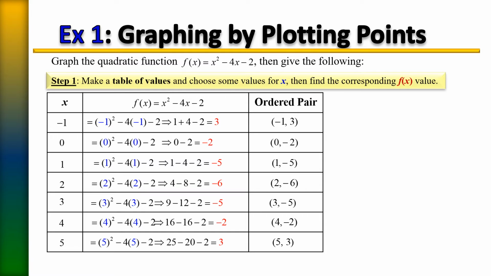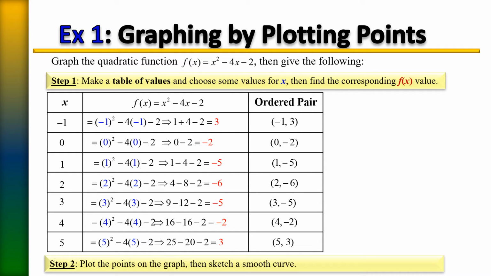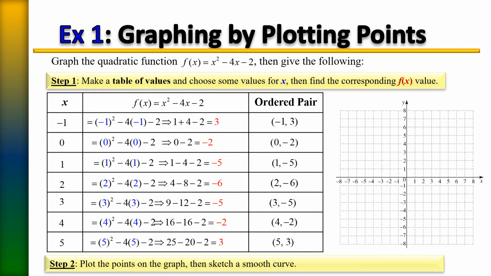And now that we have our ordered pairs, let's go ahead and plot them on the rectangular coordinate system so that we can see the sketch of our graph. So the first point is going to be over -1 and up 3. The other one is 0 and down 2. Over 1 and down 5. Over 2 and down 6. Over 3 and down 5. Notice that our graph is taking a turn. That's that curve. So we know that our vertex here is located at 2, -6.